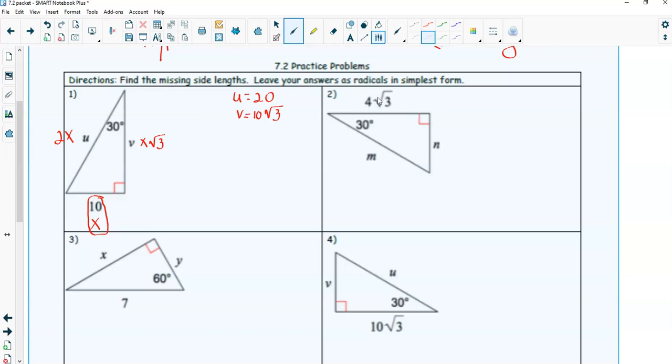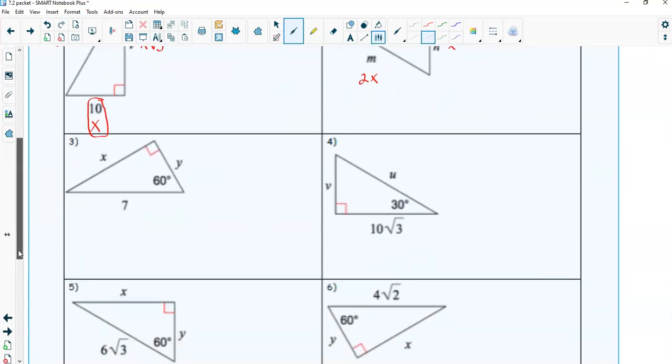Here is another one. Here they gave you the long leg. Remember, the long leg is x times the square root of 3, or the short leg times the square root of 3. You see it? So that means the short leg is 4, so n is 4. And then the hypotenuse would be twice the short leg. Since the short leg is 4, then twice 4 is 8. There you are.